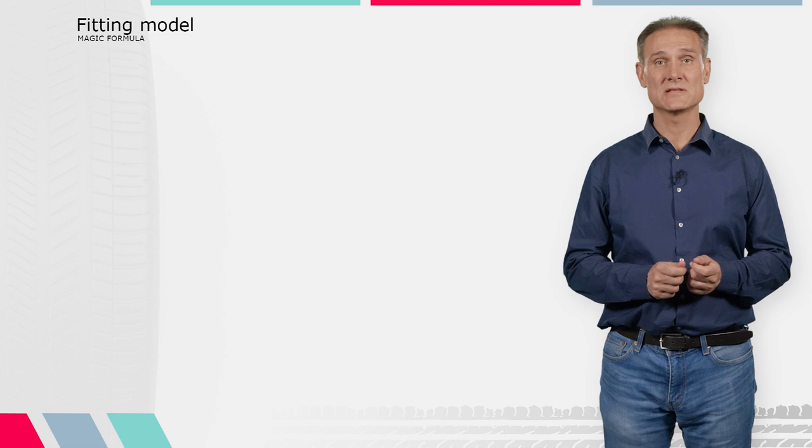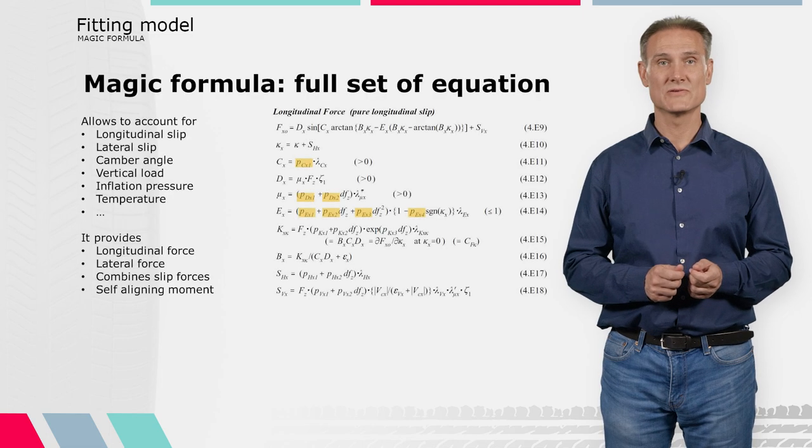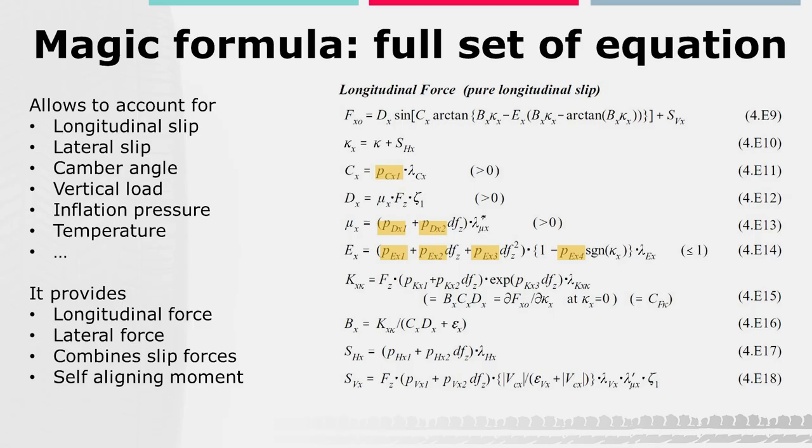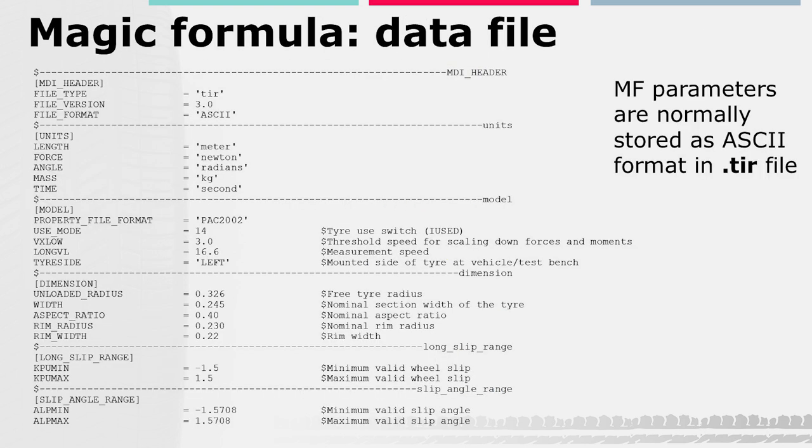Considering all these dependencies and influence factors, the full set of equations of the MF tire model is something similar to the equations reported in this image. In yellow are highlighted some of the coefficients obtained from the fitting procedure. The coefficients are normally stored in a text file. The extension is .tir, which has a precise structure. You can see here an extract of a complete file written in ASCII format.